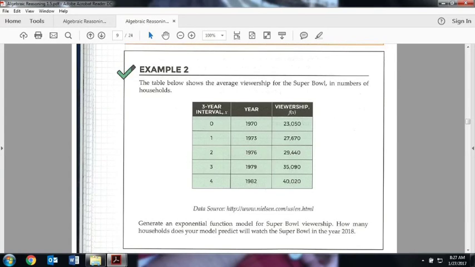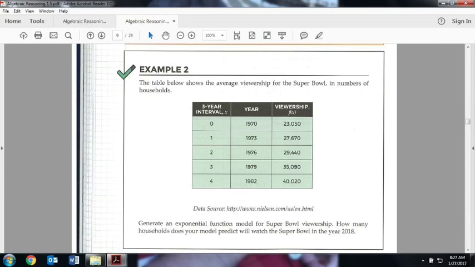All right, example 2 shows us the average viewership for the Super Bowl in numbers of households. And they want us to generate an exponential function model for the Super Bowl viewership. So we want an exponential function. How many households does your model predict will watch the Super Bowl in 2018?